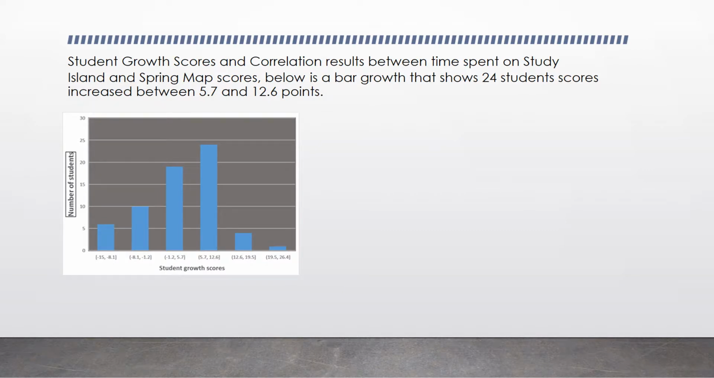Right here is a bar graph of the student growth scores. As you see, we had more students, around 24 students, whose scores increased between 5.7 points and 12.6 points. And then we had at least 18 students whose scores decreased, a negative point. So overall, again, we have student growth.